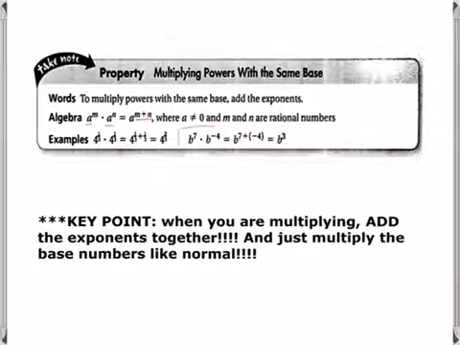So let's look at the example b to the 7th times b to the negative 4th. Since both of our bases are the same, they're b, we add the exponents together. So 7 plus negative 4 gives us 3, so we end up with b to the 3rd power.